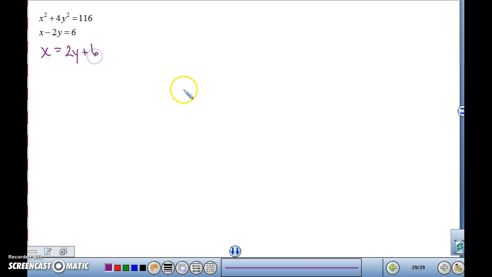I tend to put the variable first for some reason. That's just the way I do it. 6 plus 2y is acceptable. You could do that. Now that it's solved for x, I'm going to substitute in for x into the first equation. Use your parentheses, especially when you're doing squares, because this is actually going to be 2y plus 6 quantity squared plus 4y squared is equal to 116. There is your expression, or your equation, now written instead of x, you have 2y plus 6.